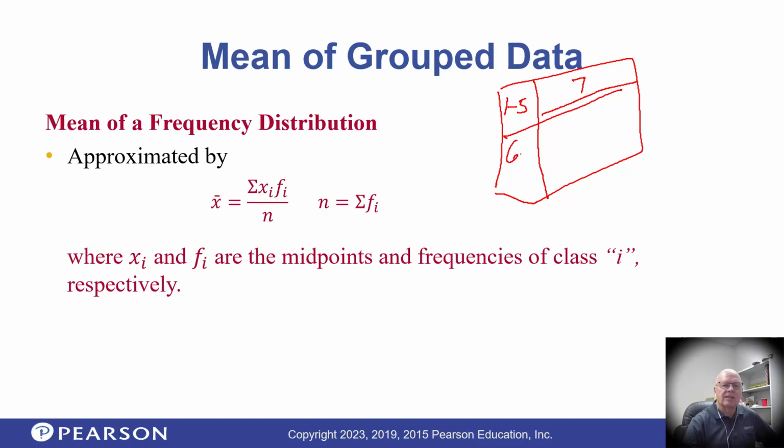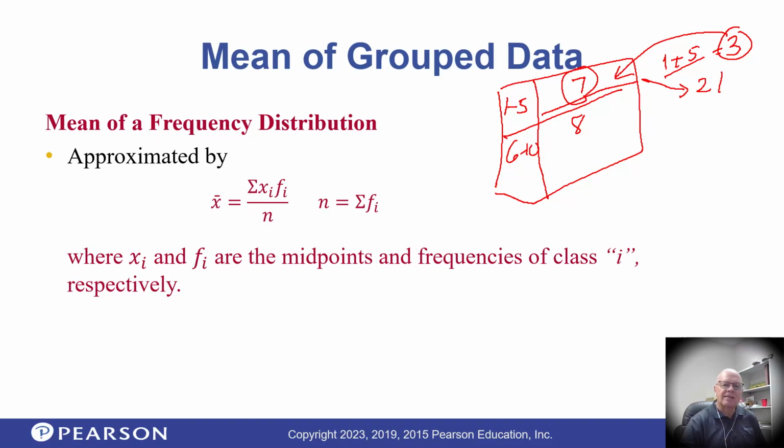And then 6 to 10. Let's suppose you had 8 of those. How are you going to do it with all these? You don't even know, of those 7, which ones were 1s, 2s, 3s, 4s, 5s? You don't know. So what's the best thing you can do? Well, you take the average of those two. Add the 1 and the 5. Your average is 3. So you take that 3, multiply it by the 7. So for the first class, you have a 21.